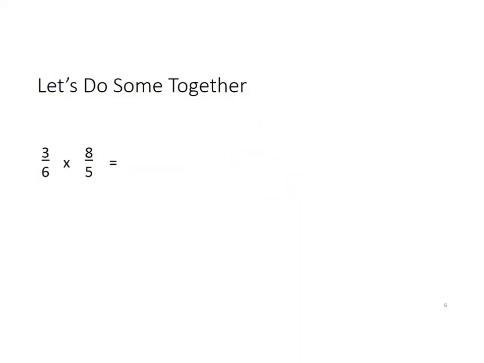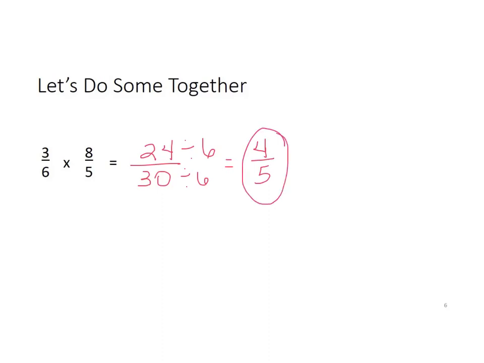This time we're going to take 3/6 times 8/5. Take numerator times numerator, we get 24. Denominator times denominator, we get 30. In this case, we can reduce both of them by 6, and we would get 4/5. And that's our final answer.